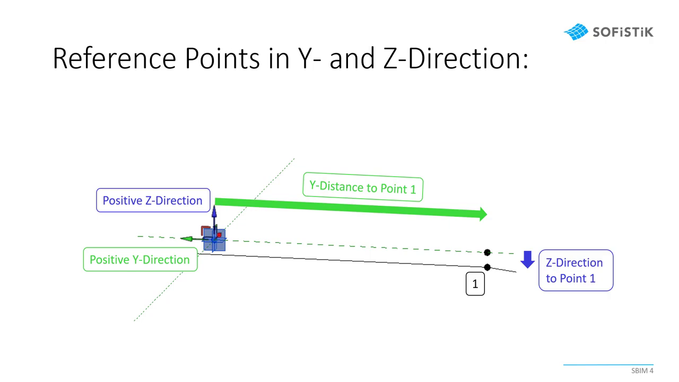As you can see right here, we have our origin host point, like we had it in our very simple family. And depending on that, we create a reference point that has an offset in Y direction. And from that point, we create another reference point that has an offset in Z direction.